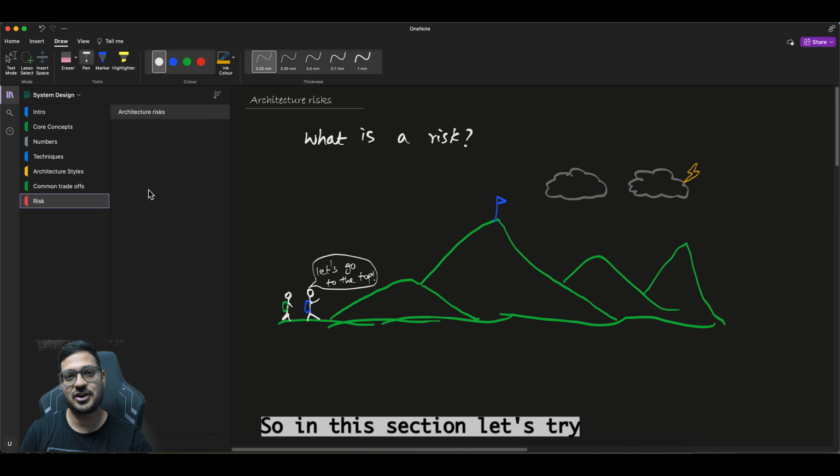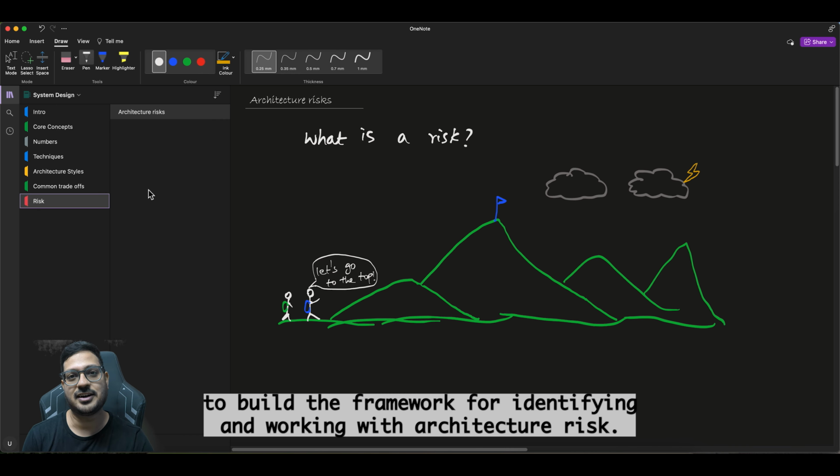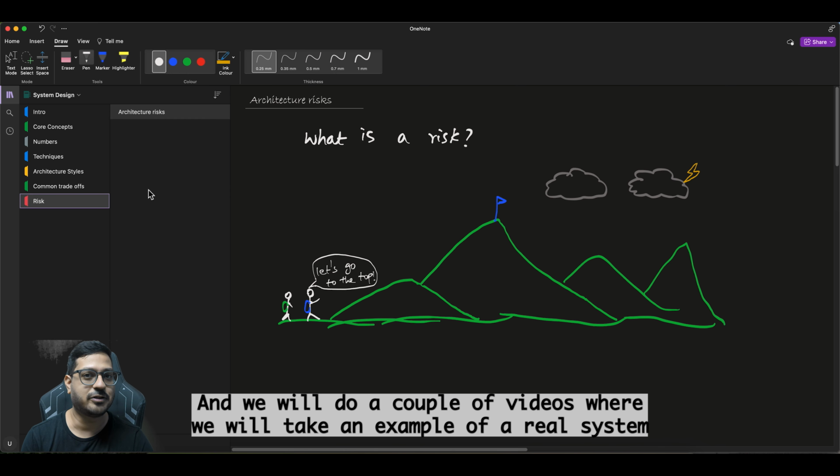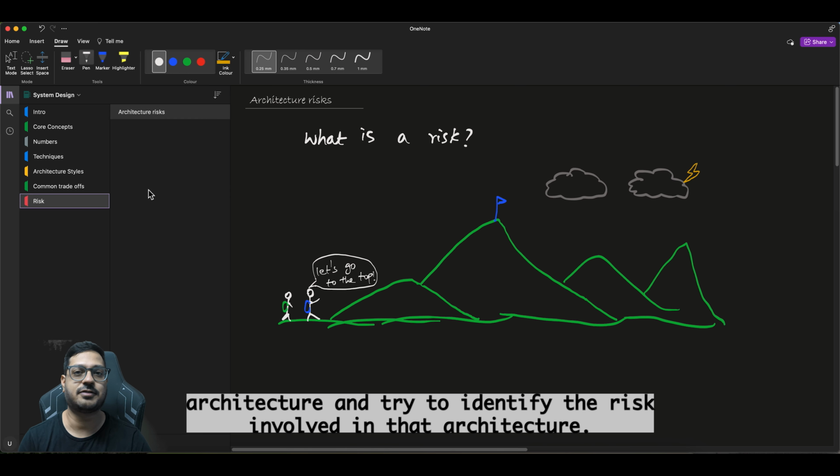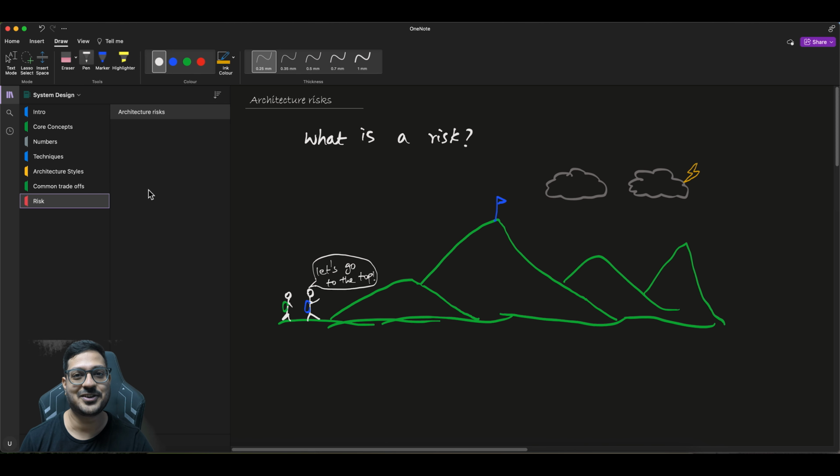So in this section, let's try to build the framework for identifying and working with architecture risk, and we will do a couple of videos where we will take an example of a real system architecture and try to identify the risks involved in that architecture, right? I hope you're ready. Let's get started.